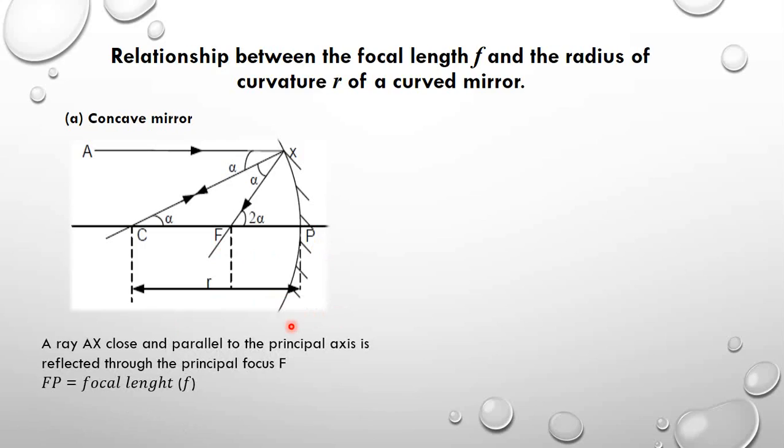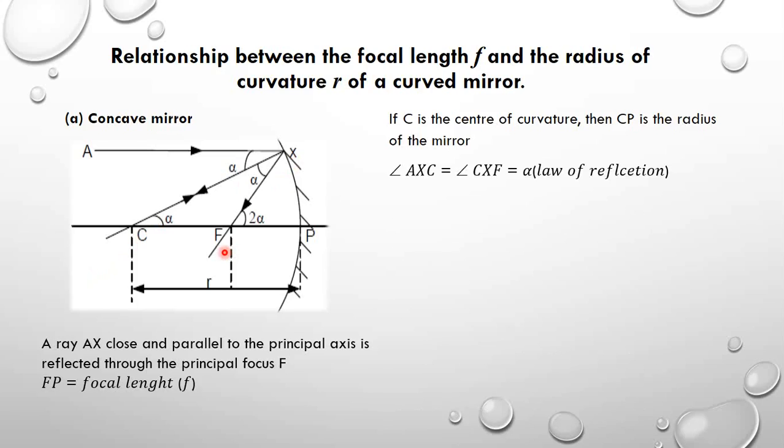Now, I've already said that the angle AXC is equal to the angle CXF by the second law of reflection. And also the angle AXC is equal to the angle XCP. That is because they are alternating angles. Then also, since this angle is equal to that, and we are saying that this angle is equal to this, that means that this is also alpha. So we have alpha here and alpha here. Then alpha plus alpha, because two interior angles add up to the opposite exterior angle. So this is 2 alpha.